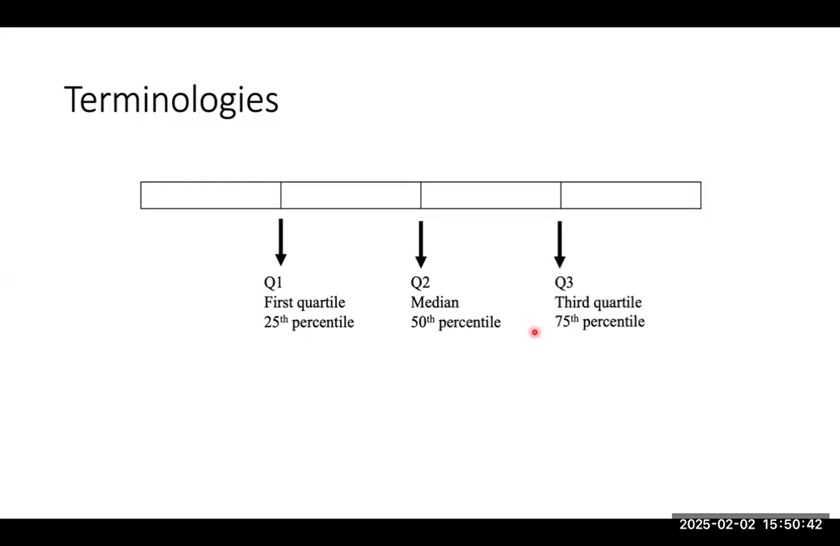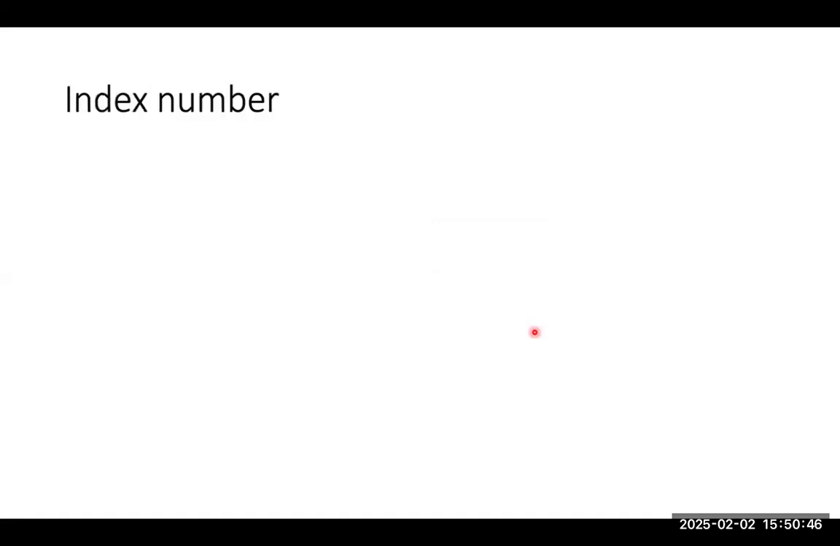Now let's go over some terminologies. Let's consider this rectangular box with 4 equal pieces, which means that each piece is 25% of the entire rectangular box. So that is 100 in total, divided by 4. We have the first quartile as Q1, which is the 25th percentile, and Q2 is the median, which is halfway through, so 50th percentile. And finally, Q3, which is the third quartile, or known as the 75th percentile.